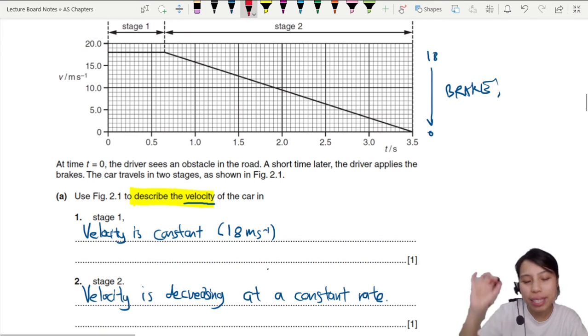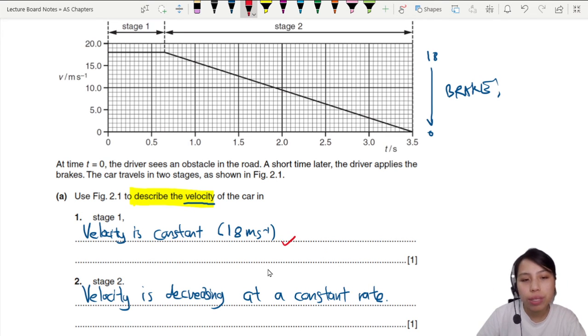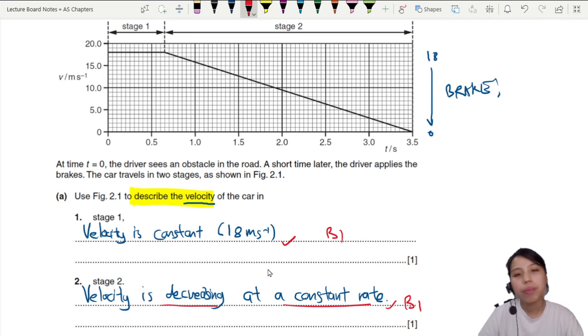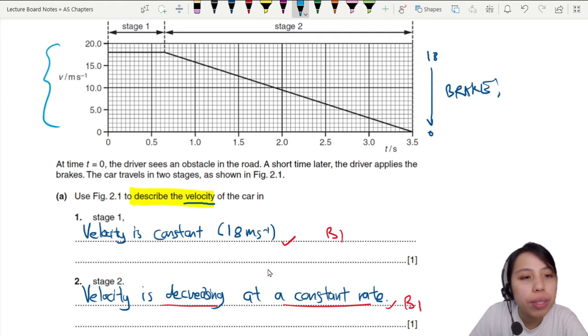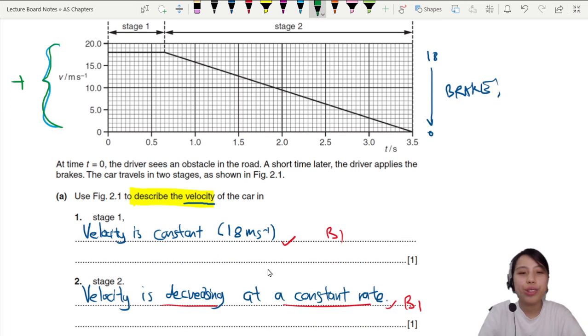There. This is how we can best explain, okay? So the first one, if you say velocity is constant, that's B1. Second one, you say decreasing at constant rate, then that is another mark. So you make sure you talk about this. Did the graph go into the negative part? No, we are all still in the positive region of the graph. So no change in direction, no need to mention.